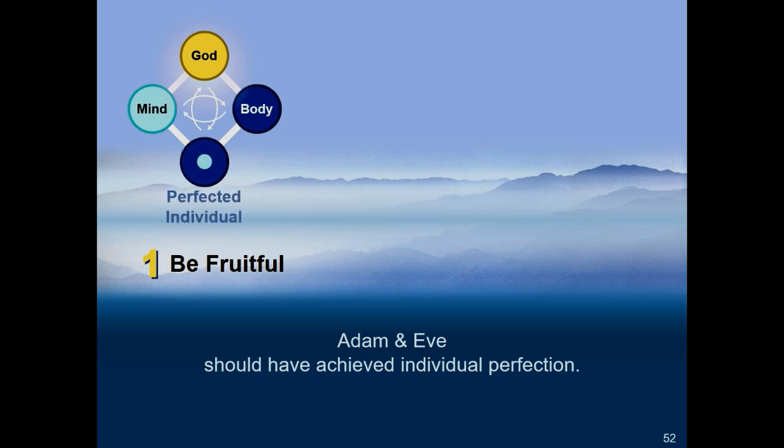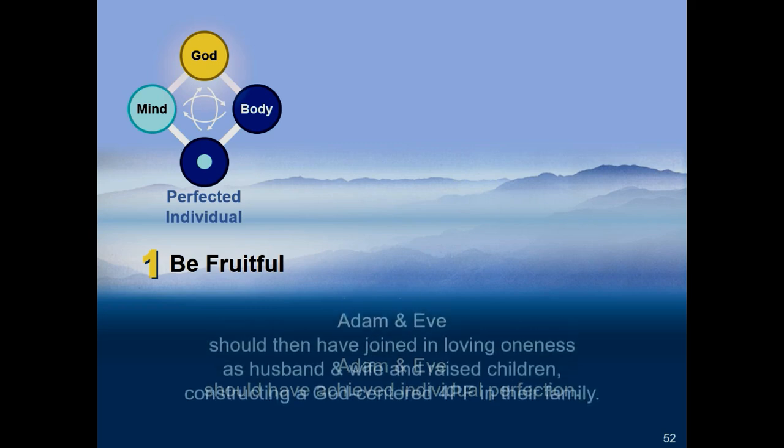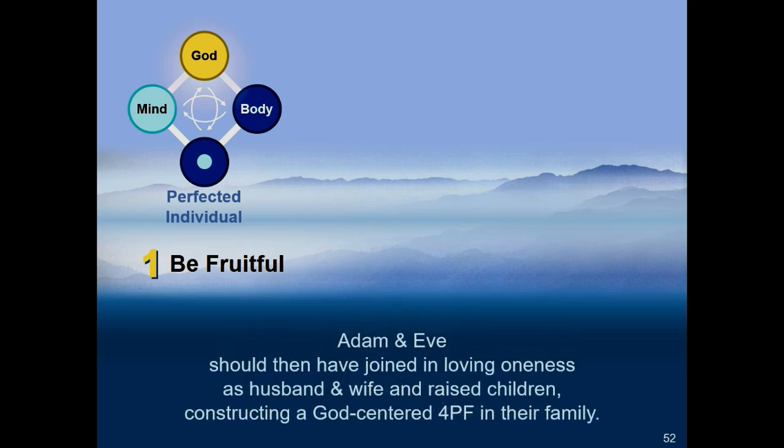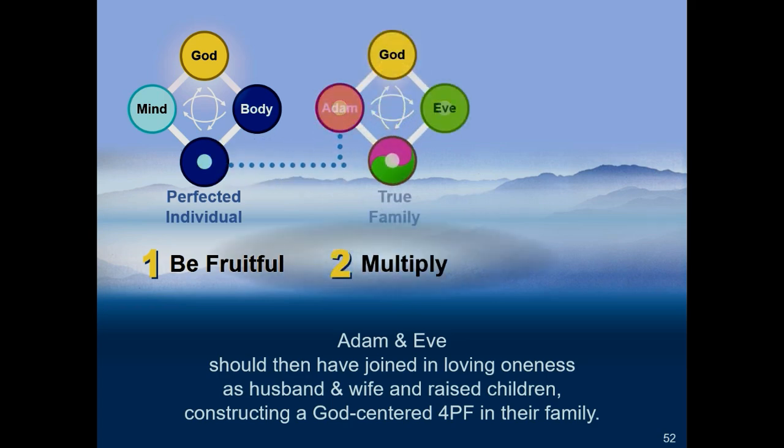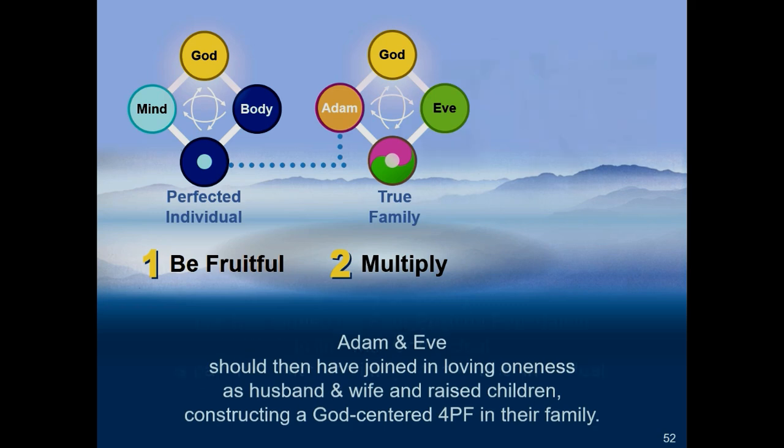Adam and Eve should have achieved individual perfection. Adam and Eve should then have joined in loving oneness as husband and wife and raised children, constructing a God-centered four-position foundation in their family. This is the second blessing, multiply, when Adam and Eve become husband and wife and raise children.